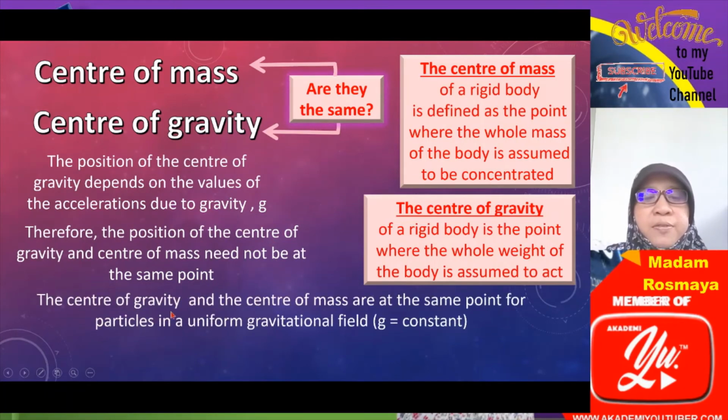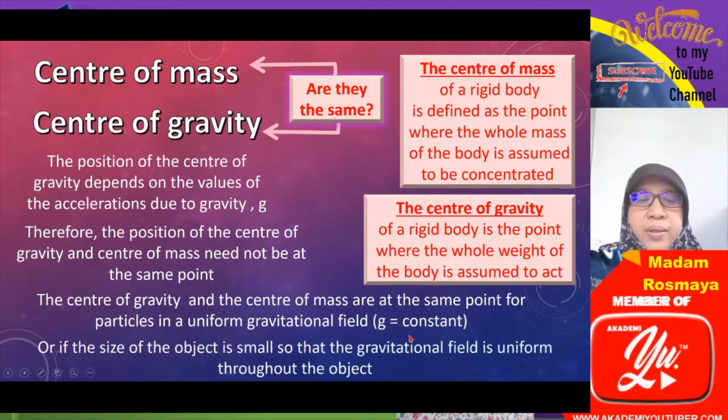The center of gravity and the center of mass are at the same point for particles in a uniform gravitational field where g is constant. Then only they share the same position. Or if the size of the object is small, so that the gravitational field is uniform throughout the object.